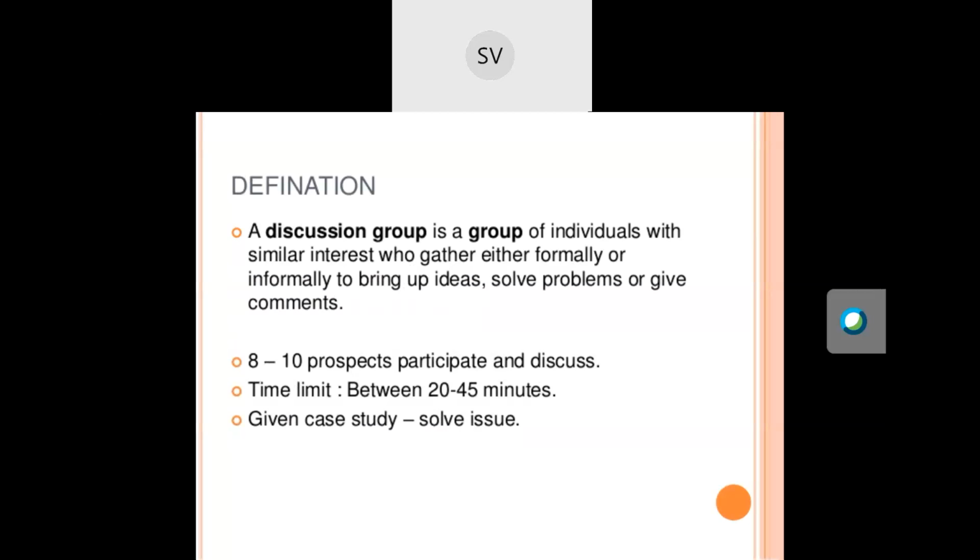First of all, the definition. A discussion group is a group of individuals with similar interests who gather either formally or informally to bring up ideas, solve problems, or give comments. In group discussion, we need eight to 10 participants. The time limit is between 20 to 45 minutes. The group is given case studies and solves issues in group discussion.